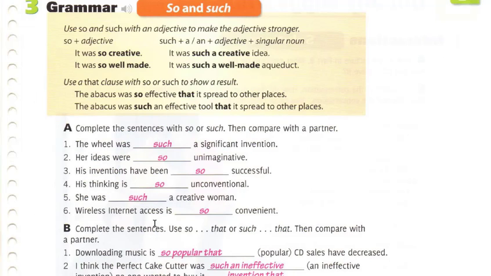Grammar, so and such. Use so and such with an adjective to make the adjective stronger. So plus adjective. Here's a sample sentence. It was so creative. It was so well made. Okay, and the formula for such is such plus the auxiliary word a or an plus adjective plus singular noun. It was such a creative idea. It was such a well-made aqueduct.